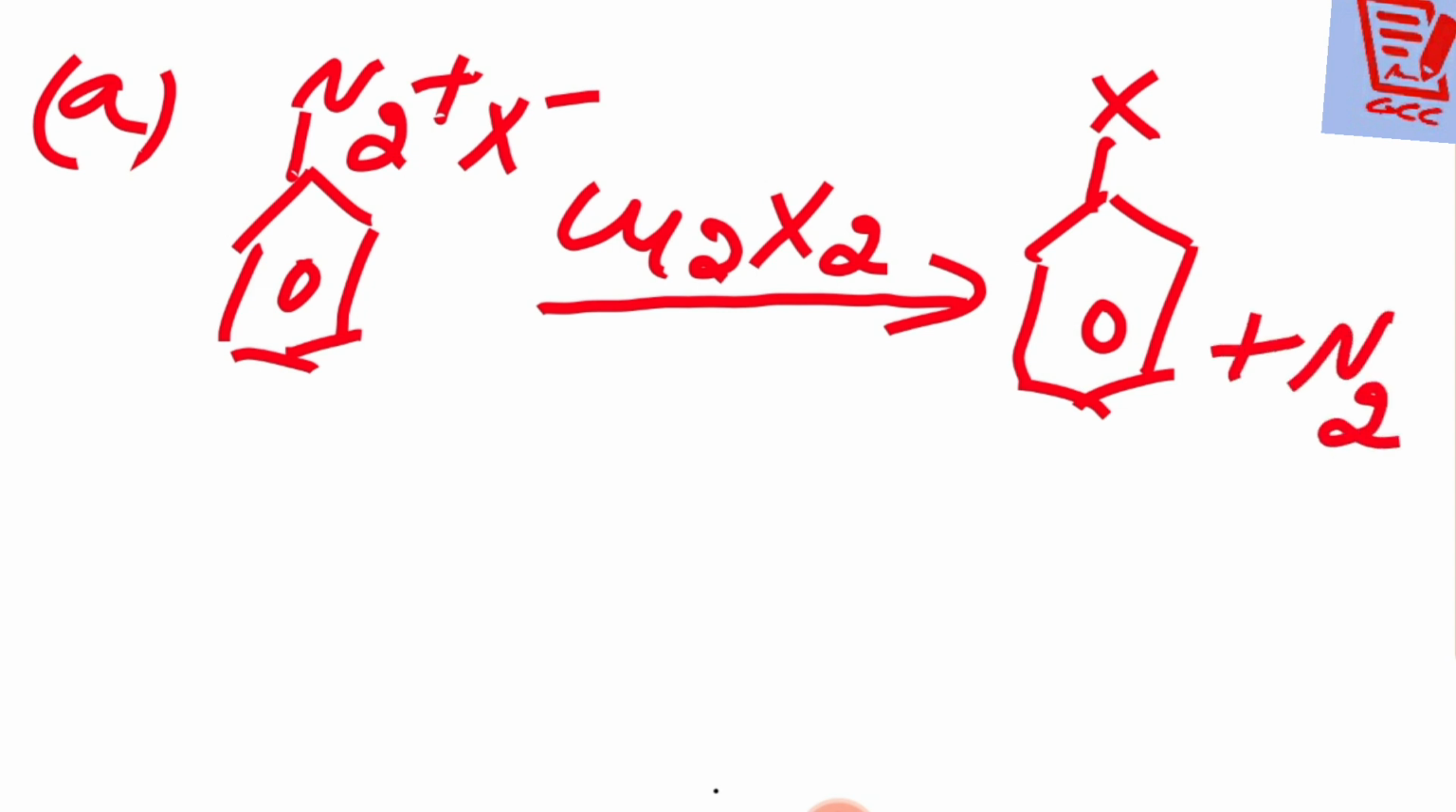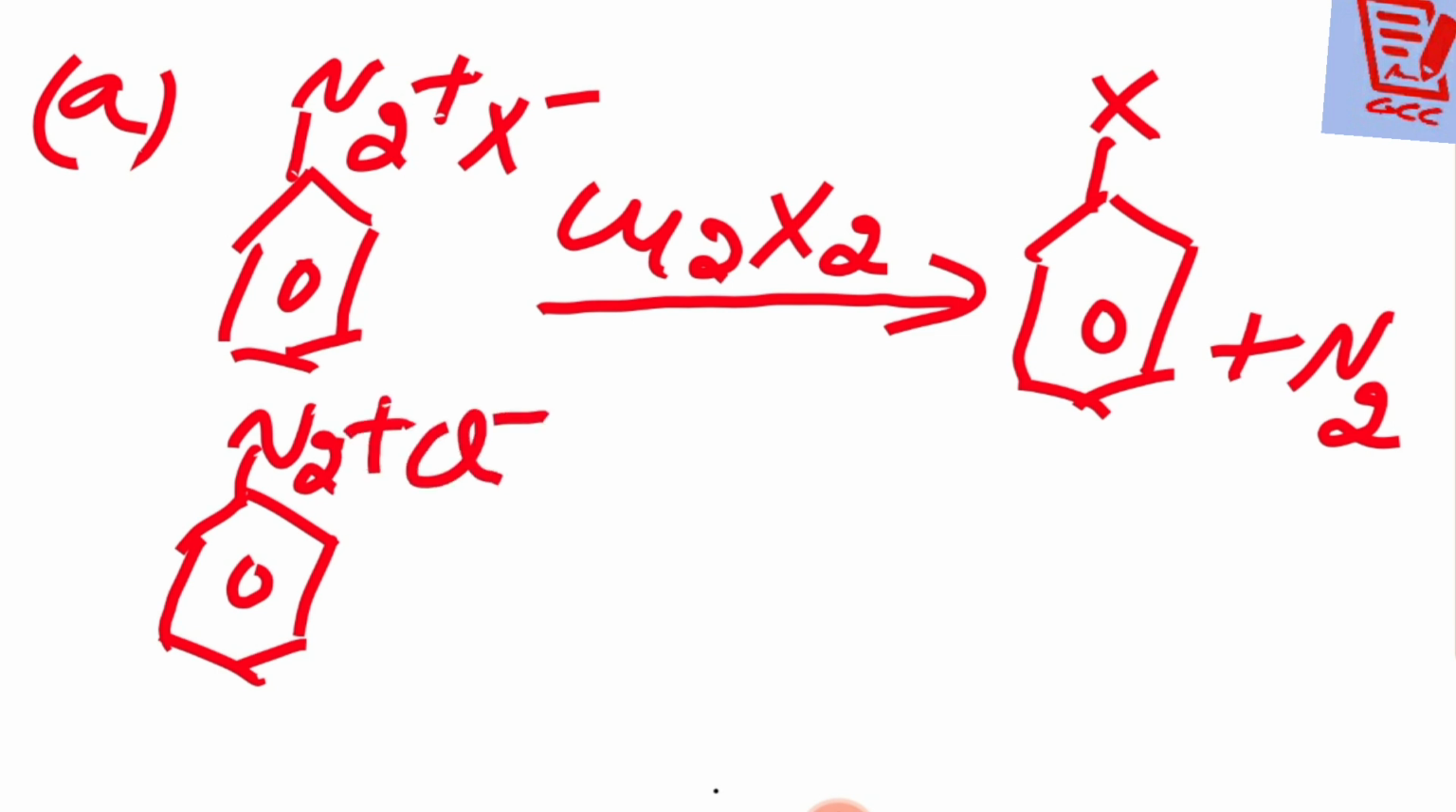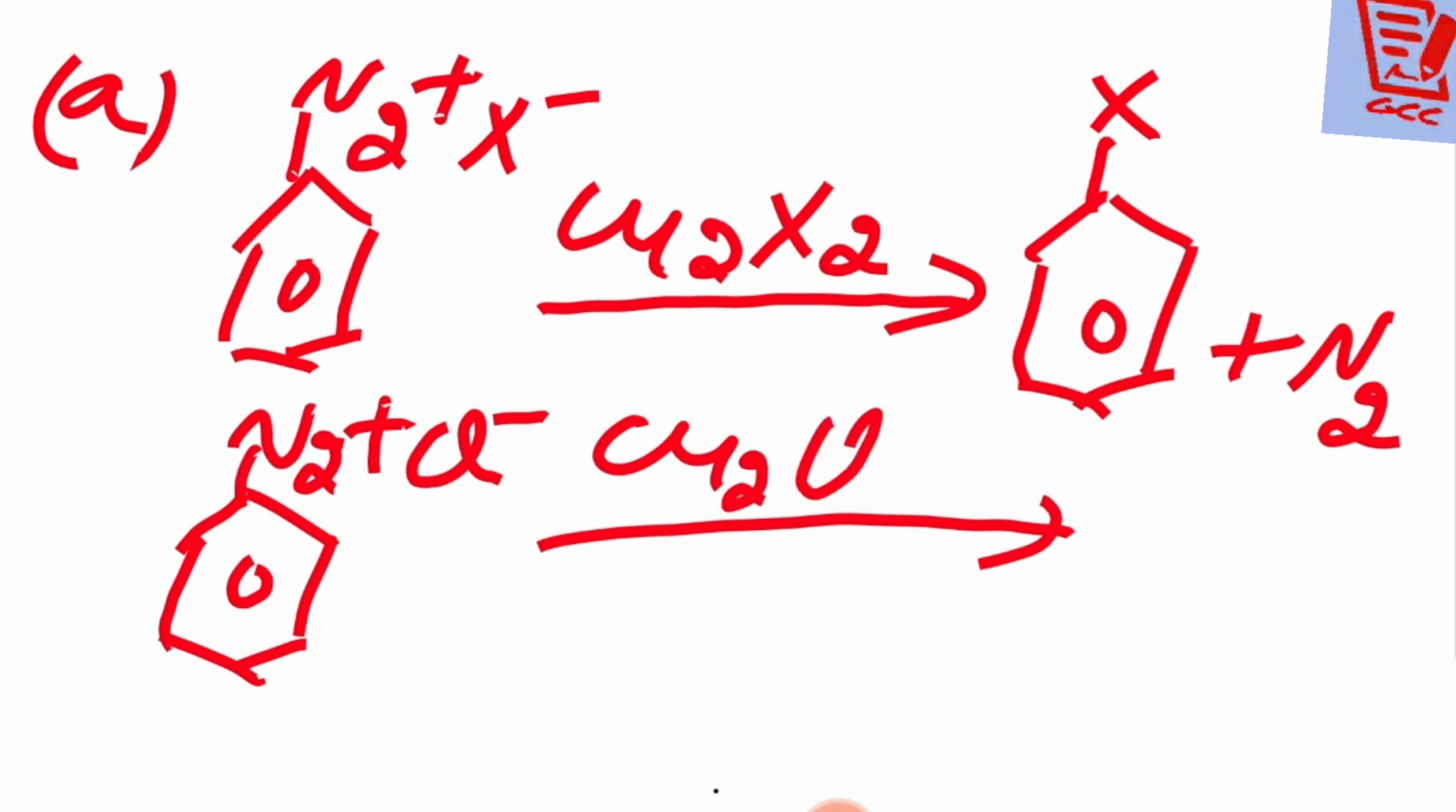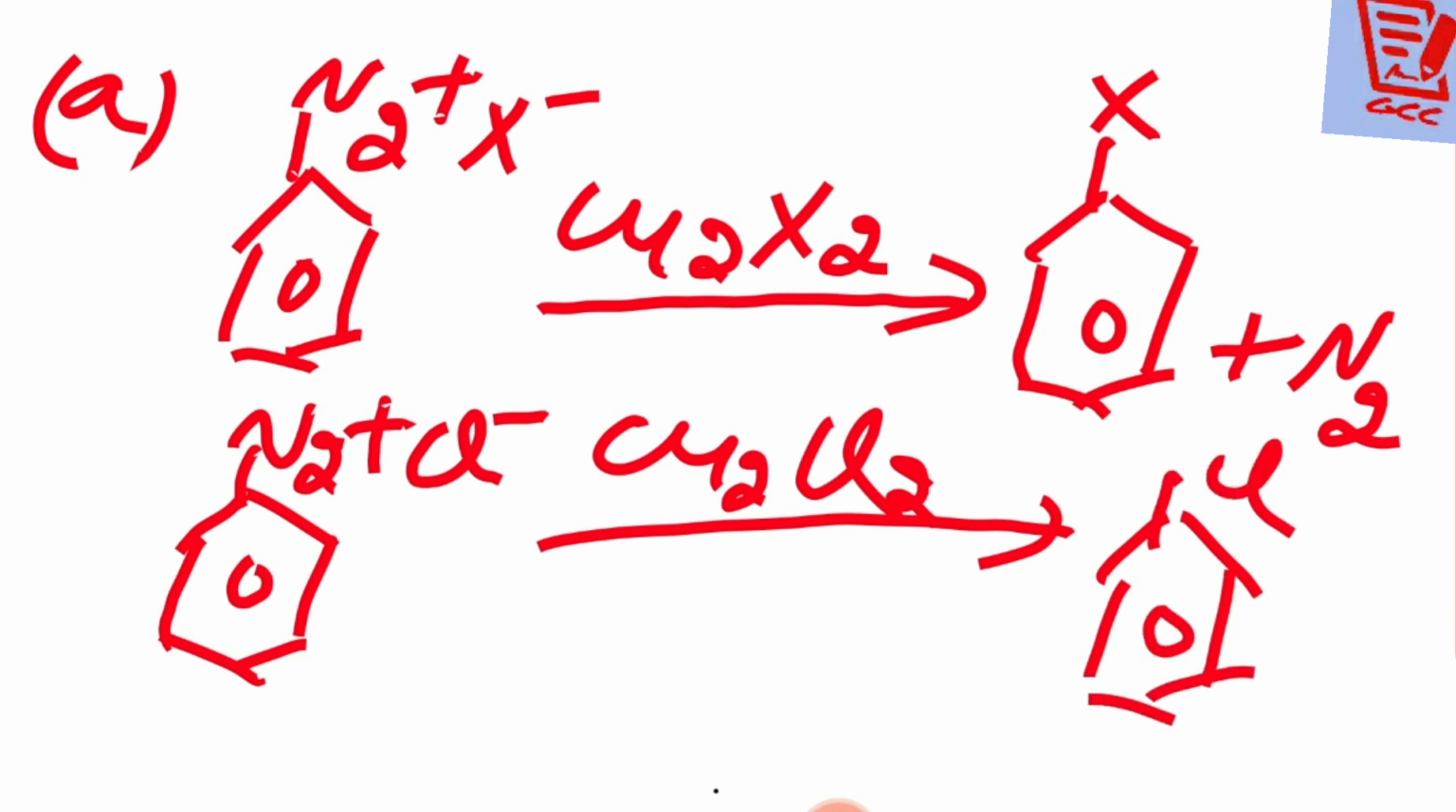Okay, student. Now I will give you one more example regarding this only. Please see, here I am writing N2+ Cl-, and I am using Cu2Cl2. So what we are getting over there is Cl plus N2. Same way here also you see. I hope you have written this reaction.